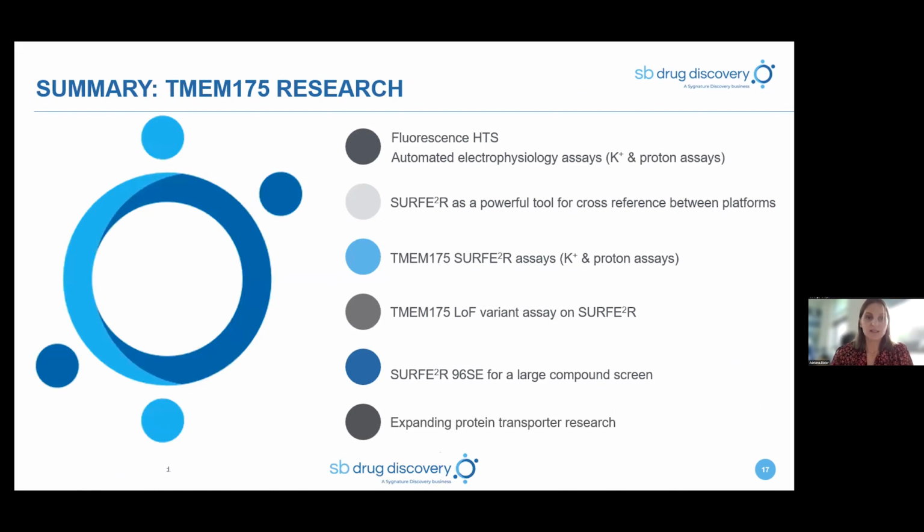So again, to summarize and wrap everything up, for our TMM175 research, we have well-established fluorescence high throughput screening techniques, as well as automated electrophysiology assays for proton and potassium conductance. And now we also have SURFE2R, which is quite a powerful tool for cross-reference between those two platforms. We validated the assay for potassium and proton conduction using SURFE2R, and we also now tested a loss of function variant, and we have an assay ready for your research needs. We are also acquiring a big SURFE2R 96 one for large compound screens, with which we will be expanding our protein transporter research too.